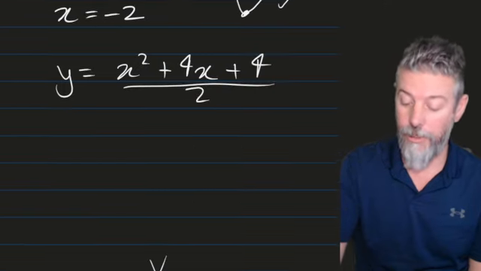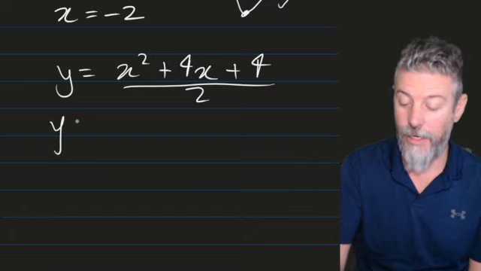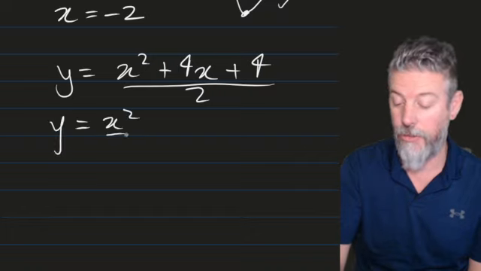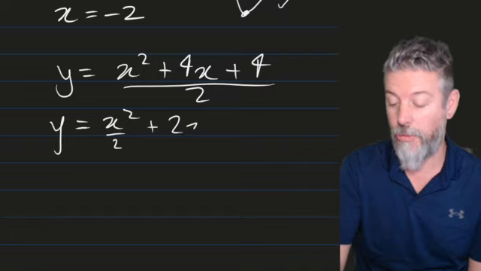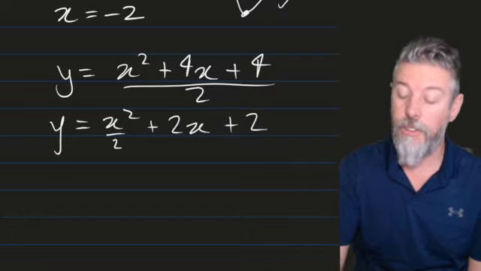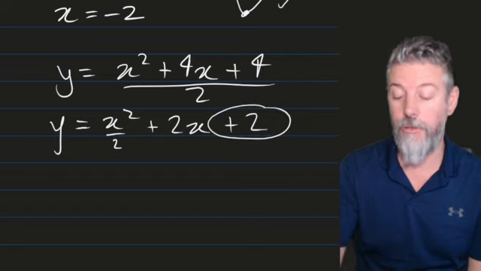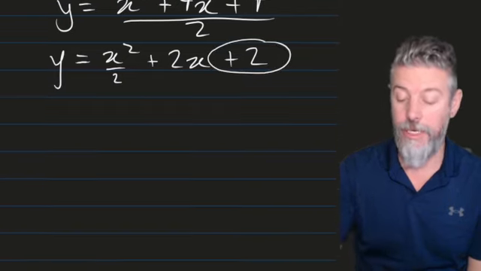And then we get, ooh, I've got some graphs down here still. y equals x squared on 2 plus 2x plus 2. So I've now got a y-intercept of 2. I've got an x-intercept of -2.